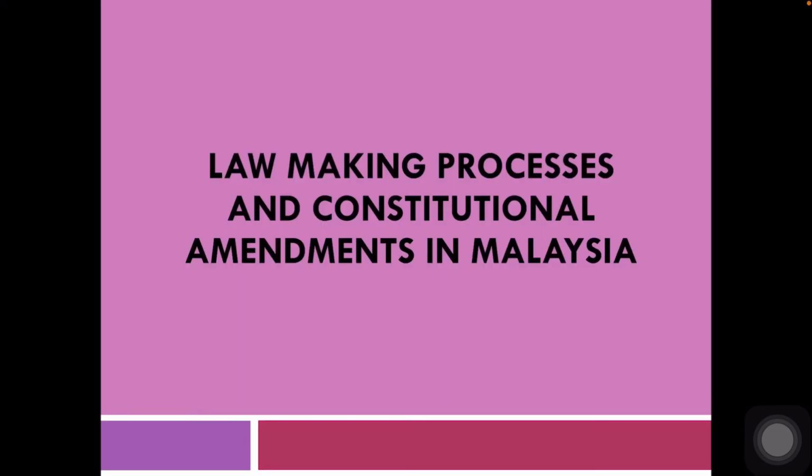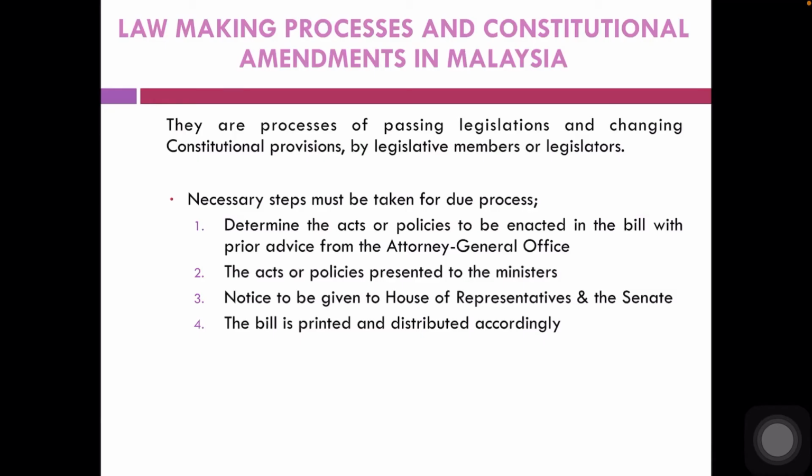So next subtopic, kita akan tengok bagaimana lawmaking process and also constitutional amendments being done in Malaysia. So, they are process of passing legislation and changing the constitutional provisions by the legislative members or kita panggil dia legislator lah. So, there are 4 necessary steps must be taken for the process. The first one is determine the acts or policies that need to be enacted in the bill with prior advice from the Attorney General Office. Itu adalah step yang pertama. Step yang kedua adalah the acts or the policies must be presented to the ministers. Step number 3, notice need to be given to the House of Representative ataupun kita kata Dewan Rakyat and also the Senate iaitu Dewan Negara. And last but not least, the last step is the bill is printed and distributed accordingly.